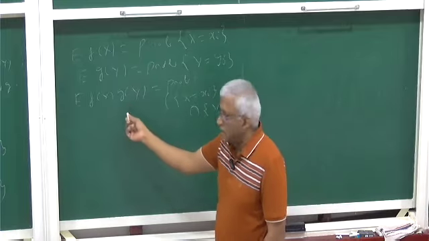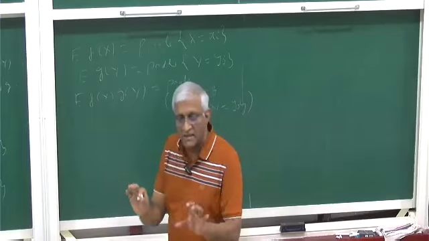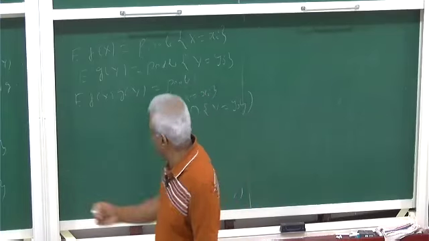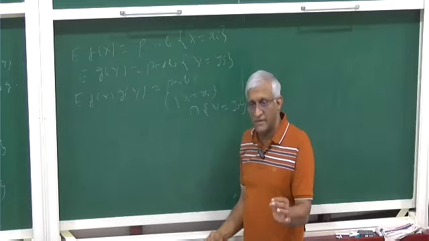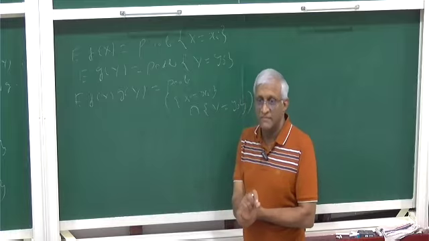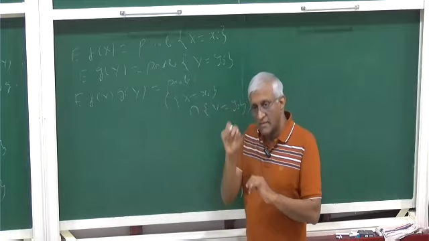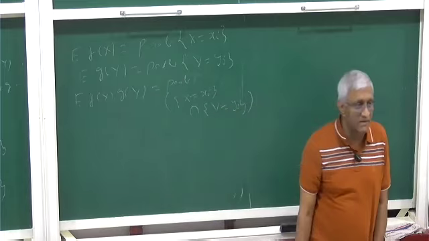Last one: e of f of x g of y. The product of the indicator functions is the indicator function of the intersection. So that is what I've written. The expectation of an indicator function is just the probability of that set. The product of the indicator functions is just the indicator function of the intersection. So we've done all that, and because of that, it follows.